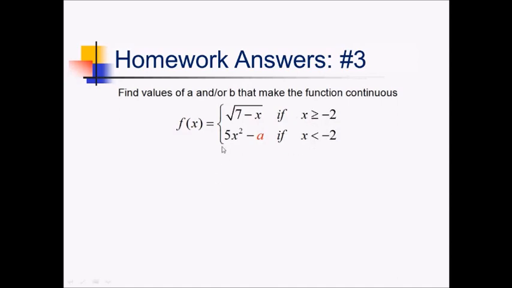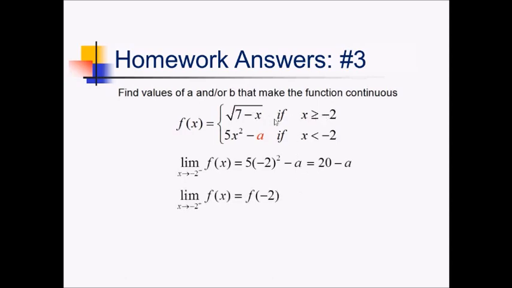So we've got 5 times negative 2 squared minus a for the left side limit here. And then that's going to be, let's see, 5 times 4 is 20, so 20 minus a. We don't know what a is yet, so we're not going to go any further with that. Let's find the right side limit now, which happens to be the same as f of negative 2. It's this rule up here.